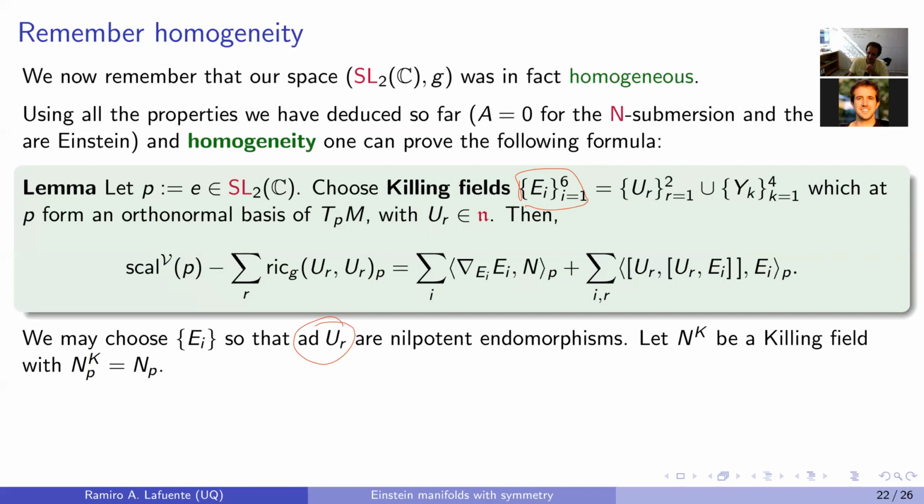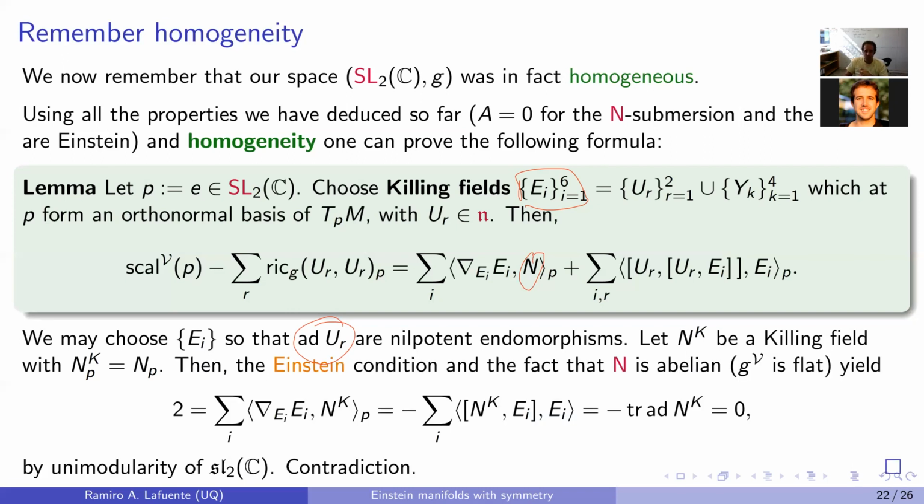And now let's take a Killing field, which at the point P gives the same value as the mean curvature vector. Remember, the mean curvature vector is in general not a Killing field. It's G-invariant, in fact, so it's like the opposite of being a Killing field. But in this case, at one point, by homogeneity, there will always be a Killing field pointing in the direction of this vector.